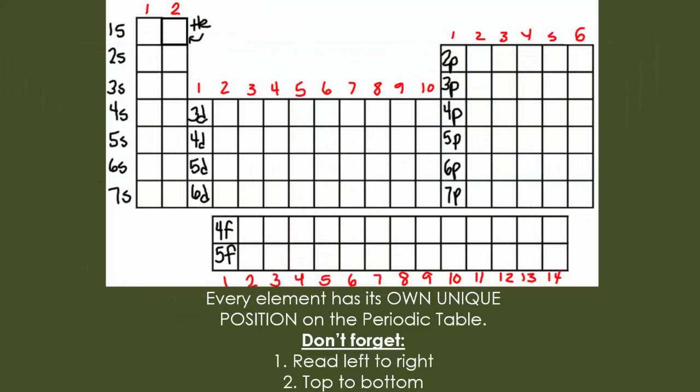So again, when you read the periodic table, you are always reading from left to right. And when you get to the end on the right-hand side, you go down a row, and you restart on the left-hand side. Very much like reading a sentence, or a paragraph, or a book.